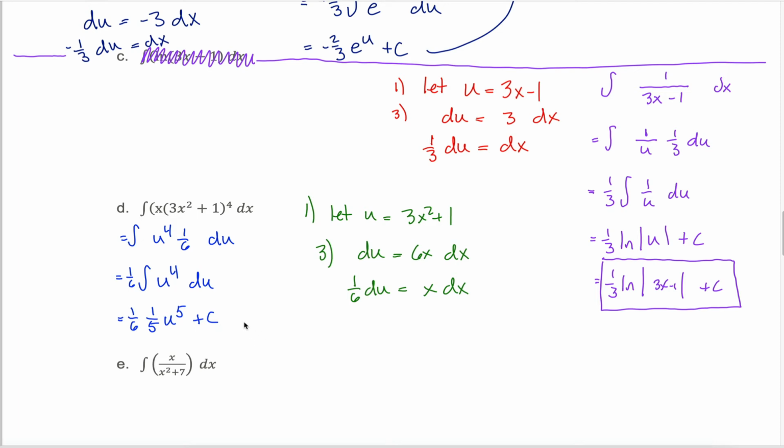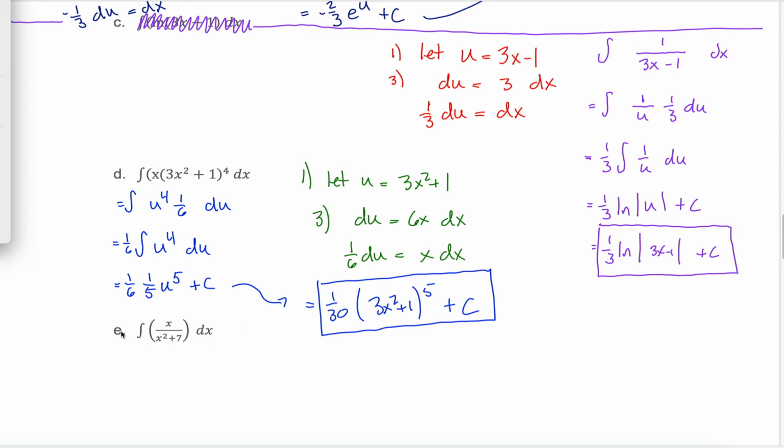At this point, I'm just about done, although technically I shouldn't leave u's in my answers. 1/6 times 1/5 is 1/30th. And then instead of u to the 5th, I'll write (3x squared plus 1) to the 5th power plus c.